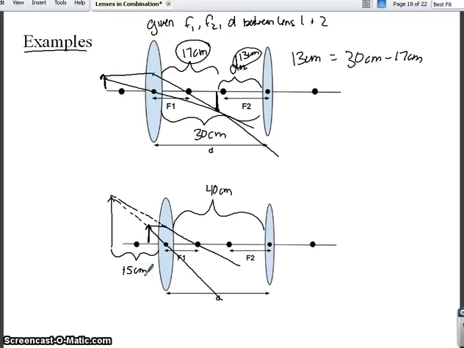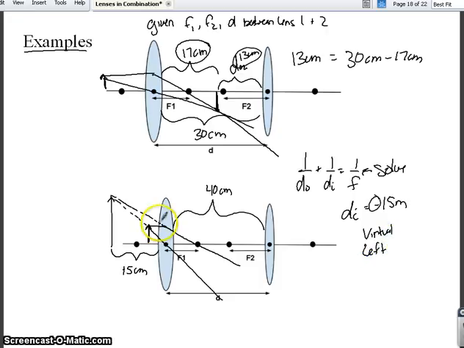Now, what you're going to see here, when you solve, so let's say we do our equation, 1 over dO plus 1 over dI equals 1 over F. We solve this equation, and we get an image distance of negative 15 centimeters. The negative tells us that it's a virtual image, and it's going to be located to the left of the first lens. So that's how we get this.